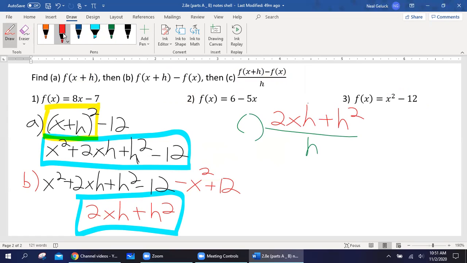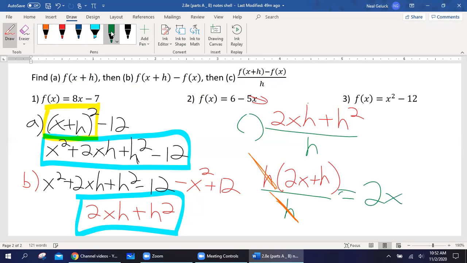Well, the red stuff, the numerator, this has a common h that I can factor out. So this would be h, and that would leave me with 2x plus h in the parentheses divided by h. Now the h out front can cancel with the h in the denominator, leaving me with 2x plus h. That's my difference quotient for number 3. Notice I did not just get a number. I actually got an expression. Most of the time we will get an expression on these.